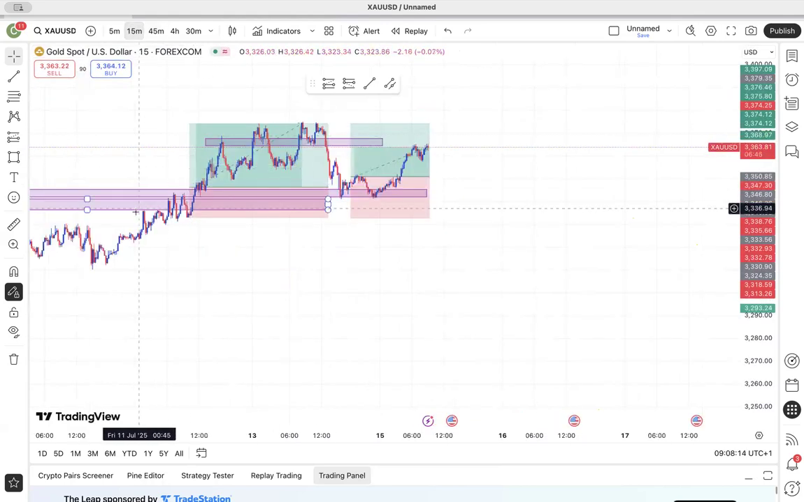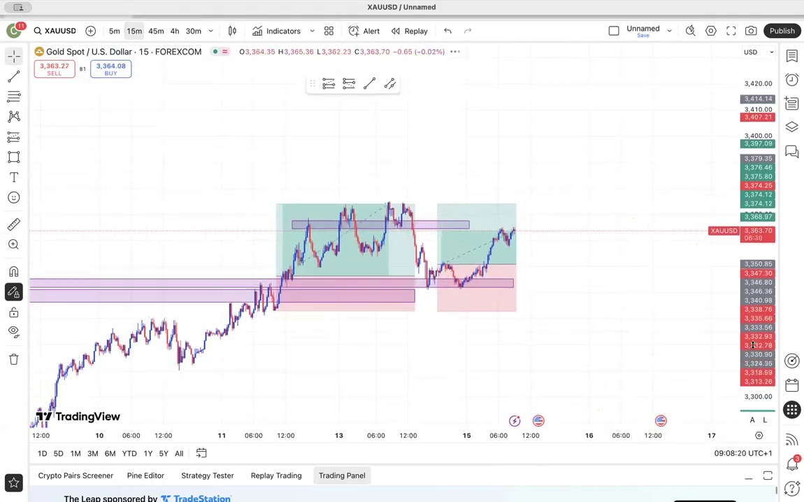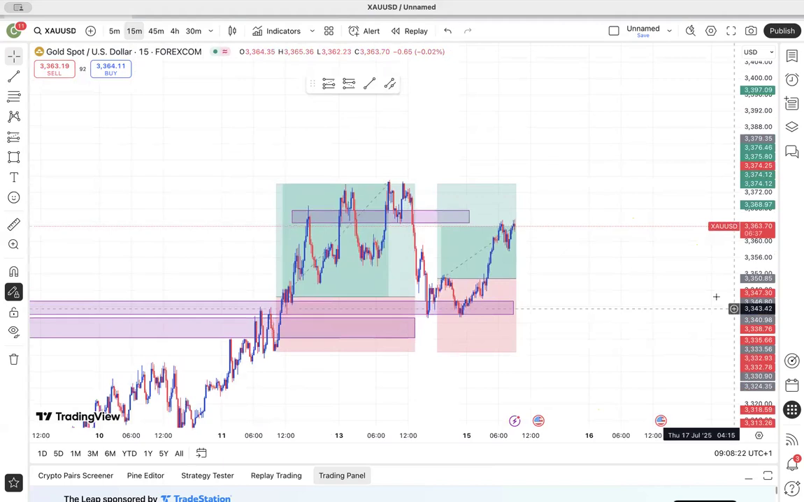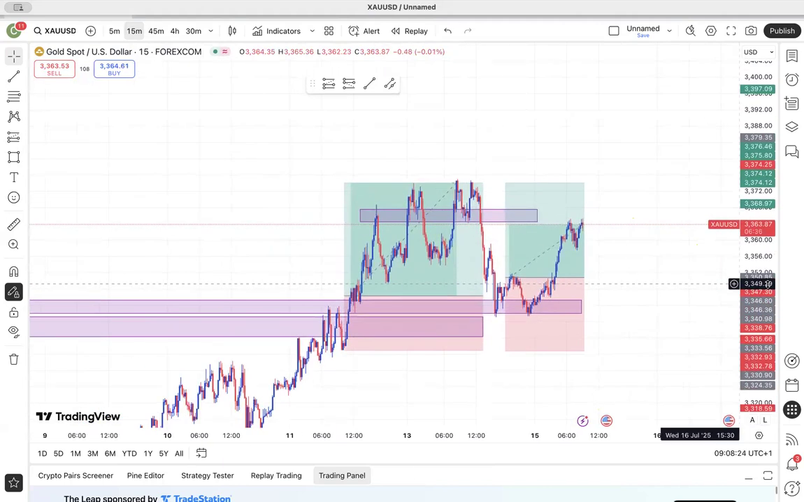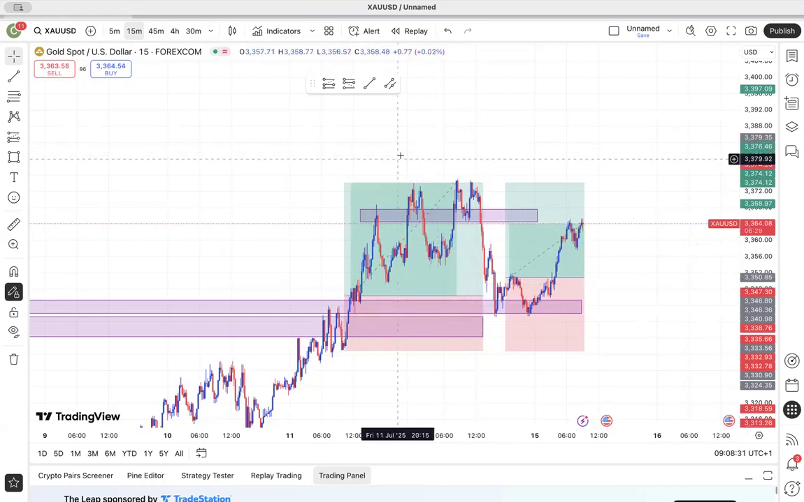So now, the overall bias for today will still be quite similar to what we had yesterday. And so let's go, guys. The overall bias will still be quite similar to what we had yesterday.